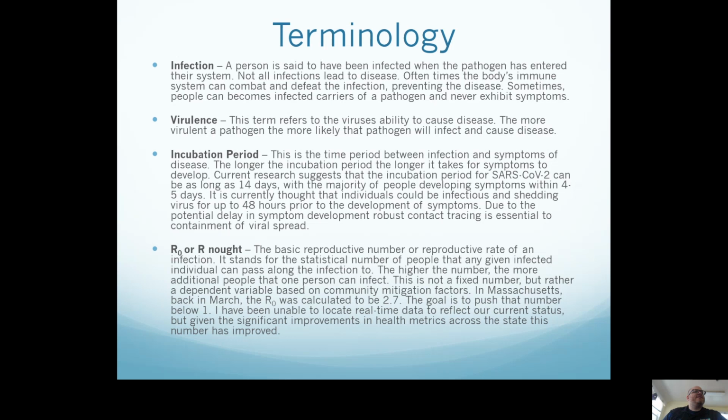When creating this presentation, we were unable to locate real-time data to reflect the current R0 in Massachusetts in our community. But given the improvements in other health metrics related to the spread of the infection, we can infer that that number is down. However, I do not have exact data on that number. Here's a little bit of a graphic representation for the R0.